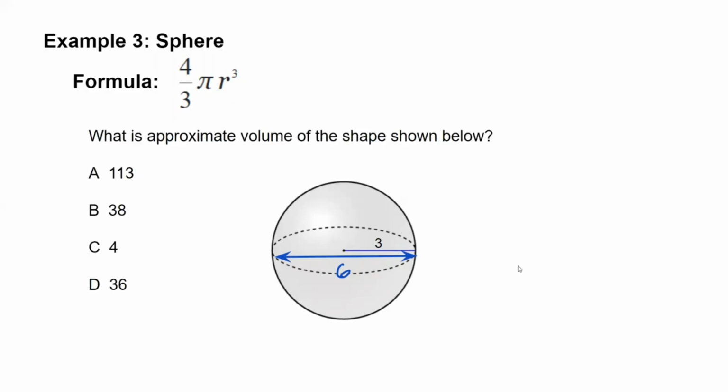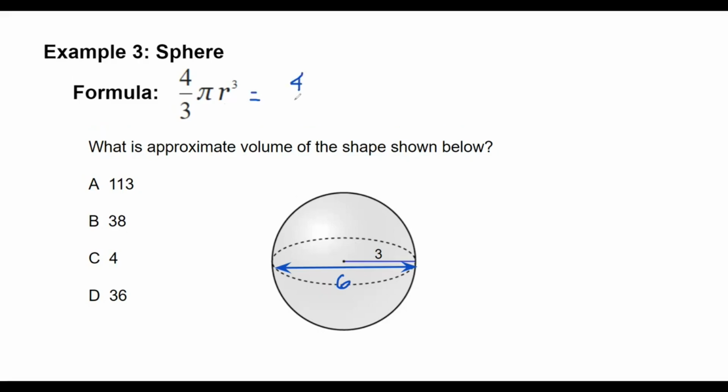What is the approximate volume of the shape shown below? We want to just carefully substitute in. Now, the nice thing about the formula for a sphere is that there is only one value that we need to get from our shape. That's the only important value of a sphere, is the radius. So let's substitute it in. I'd use the fraction function for 4/3 in your calculator, and then multiply that by pi, again using the calculator pi value, and then times 3 to the 3rd power.